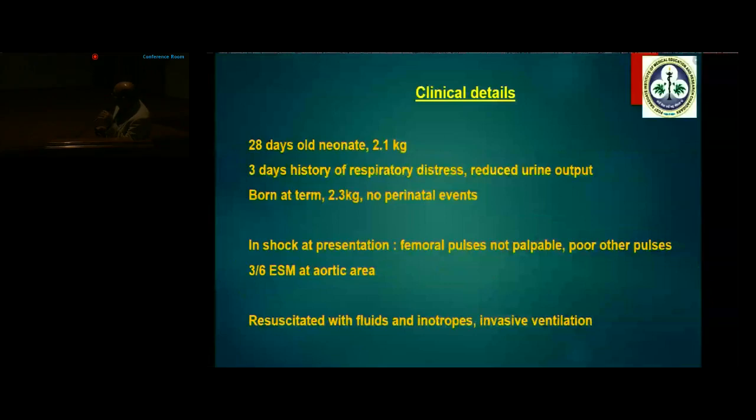Otherwise, he was born at term, 2.3 kg due to some reason, maybe PIH or something. No significant perinatal events. When he was examined in the emergency, he was in shock. There were no femoral pulses palpable. Other pulses were poor as well. There was some faint 3/6 ejection systolic murmur in the aortic area. He was resuscitated with fluids, inotropes, and invasive ventilation. Subsequently, he was evaluated further from a cardiac perspective.